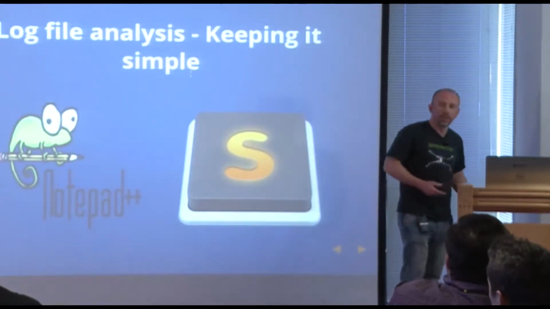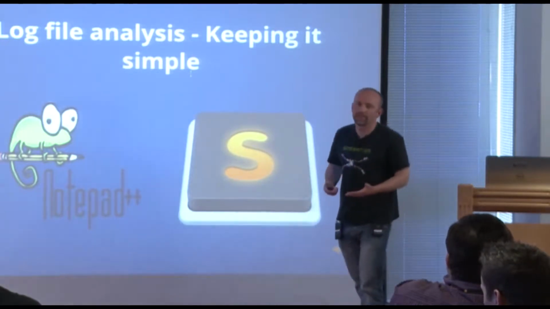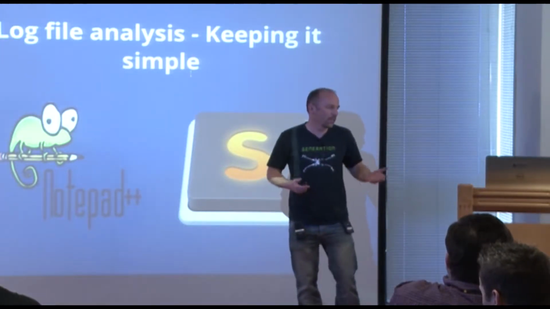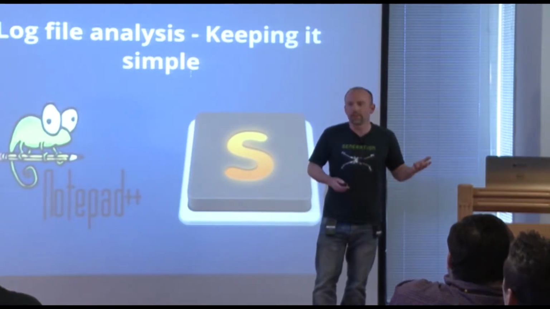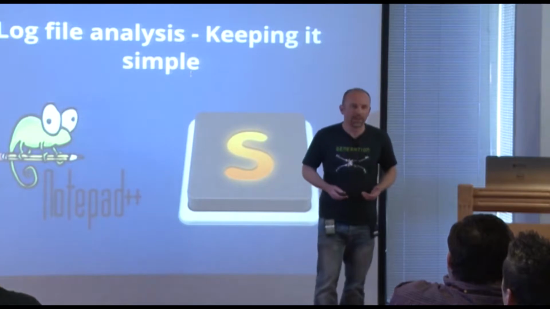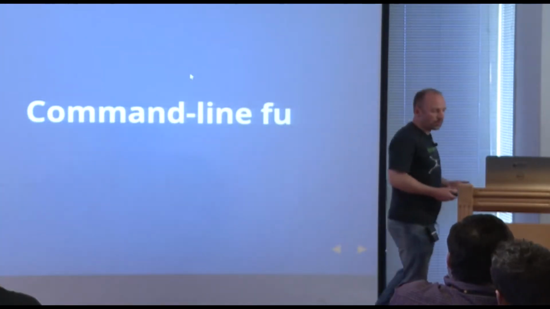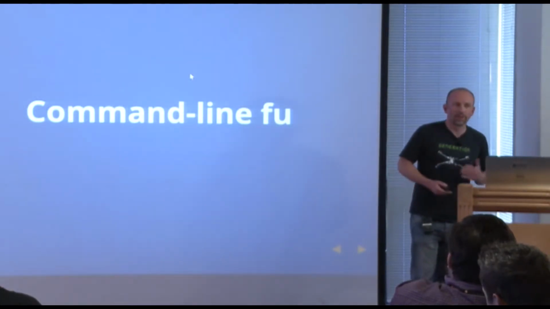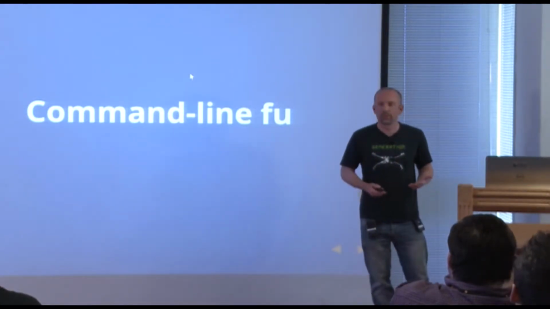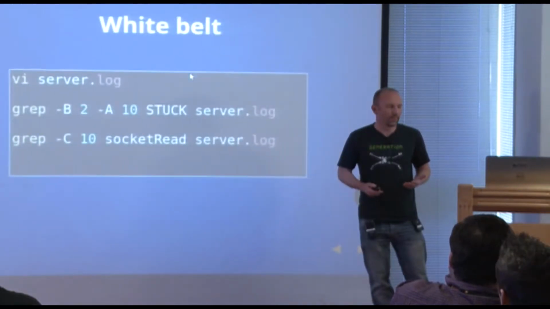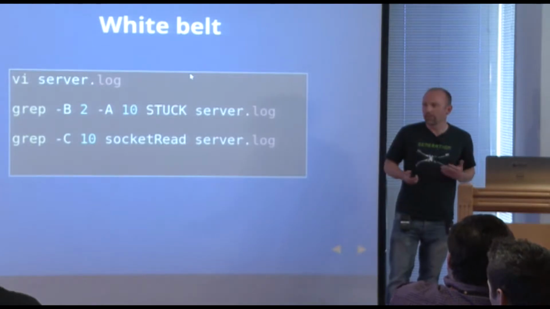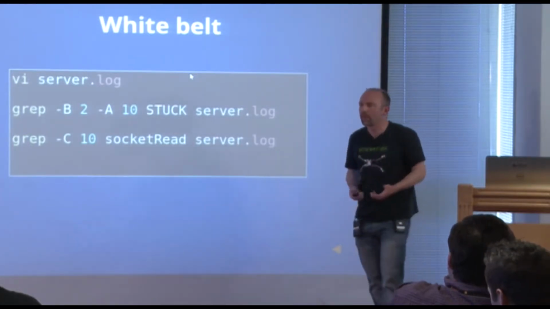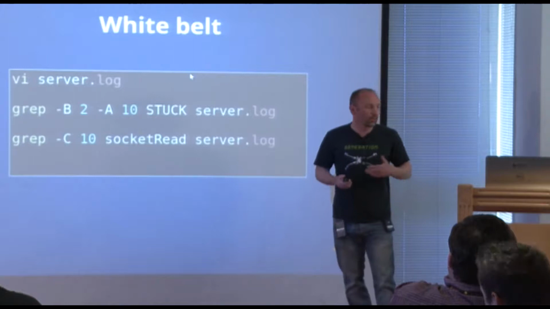Log file analysis. You can keep it very simple. Just to get a feel for what's going on, you can just open it up in a text editor. That's the very keep-it-simple method of app server troubleshooting. Then if you want to get a little bit more advanced, you can brush up on your command line foo. First off, you can have a look at your normal bash commands. You do a vi, or have a look at your server logs.